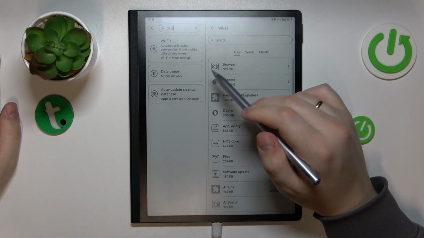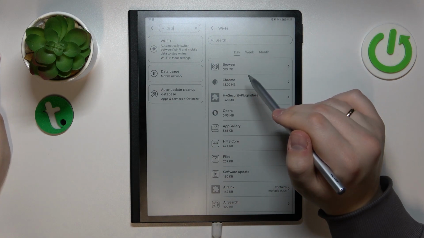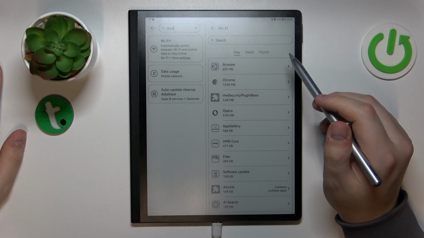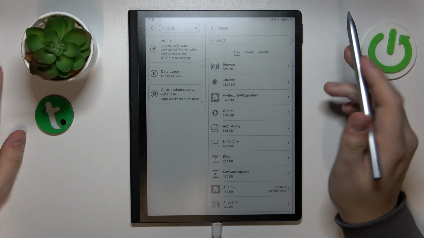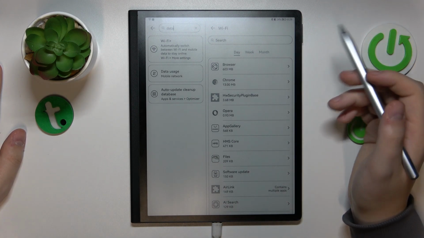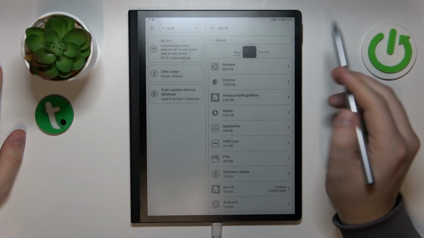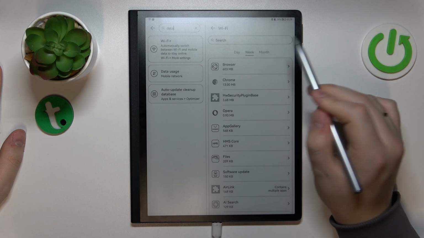and over here to the right half of the screen, you'll be able to see the statistics about the Wi-Fi data used on this device, daily, weekly, and monthly.